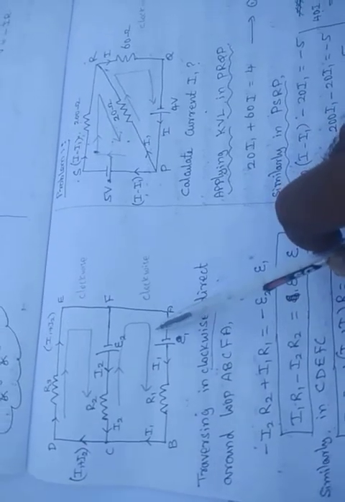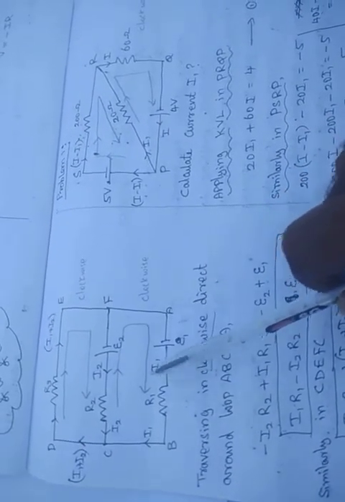We have two EMFs in the loop. If the traversing direction is from negative to positive, you can take it as positive. If the traversing direction is positive to negative, the EMF is negative. So minus E2 plus E1. So you rearrange that: I1 R1 minus I2 R2 is equal to E1 minus E2.